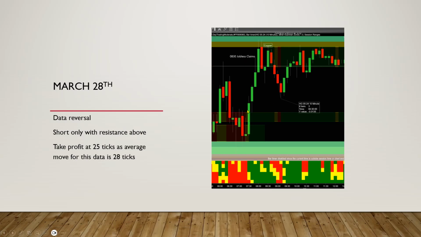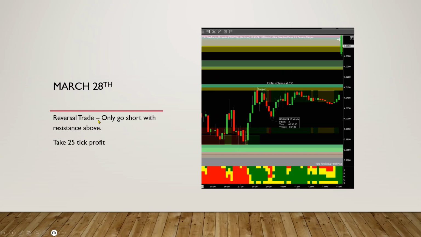We've got jobless claims, which takes us into that resistance. The resistance is too much. We get the copper and it comes back down, and then we get a nice move. Take profit 25 ticks, as the average move for this data is 28 ticks. Doing your homework, understanding when to take that profit. When do those data reversals run out of juice on average? And then only go short with resistance above, 25 tick target. It's the same trade, but you can see that resistance really strong out here.